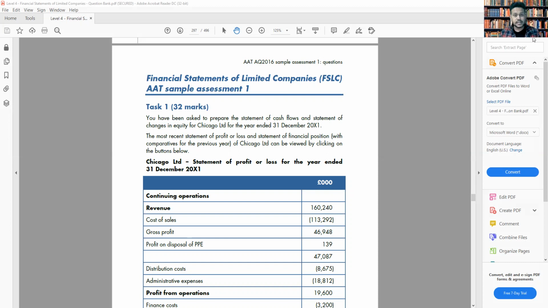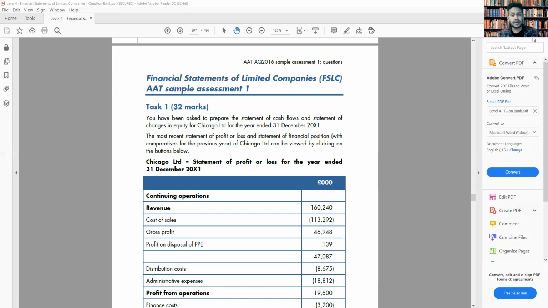So from the cash flow statement, the user of the financial statements will be able to know how much cash the business actually received and how much cash the business actually paid. So let's have a look at what we have here.